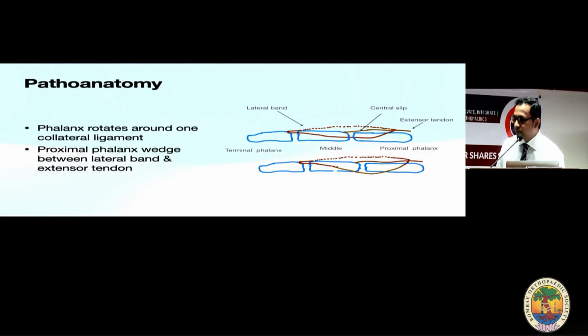So these are the lateral bands and the central slips. Once the dislocation happens, the proximal phalanx goes between the central slip and one of the lateral bands, and that wedges and sometimes prevents closed reduction. So you can give a local ring block, and you can do the closed reduction then. And some of the case reports which were shown had entrapped collaterals or some small osteochondral fragments.